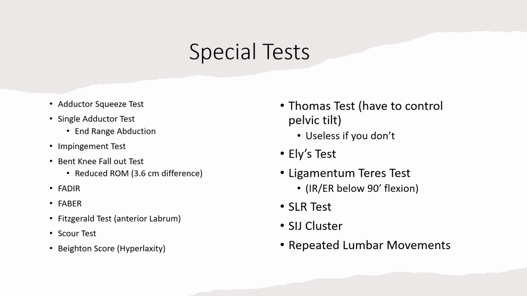I see too many times that the pelvis isn't being stabilized and they have this huge rounded lumbar lordosis in their back. Again, we want to look at Ely's test. You've got your ligament of Teres test, where you do your internal and external rotation below 90 degrees of flexion, kind of rotating that back and forth.